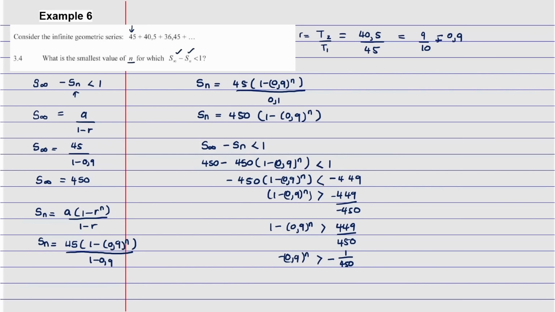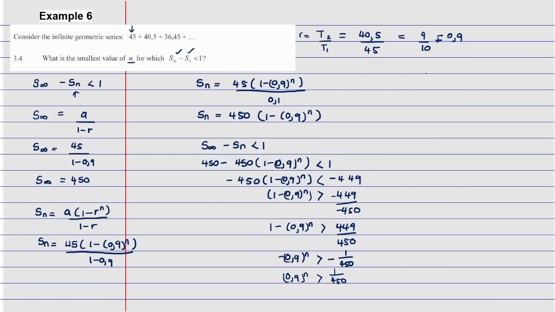Negative, open bracket, 0.9 to the power n is greater than negative 1 over 450. Since they are both negative, the inequality is not going to change. So it's going to be the same as 0.9 to the power n is greater than 1 over 450, right?